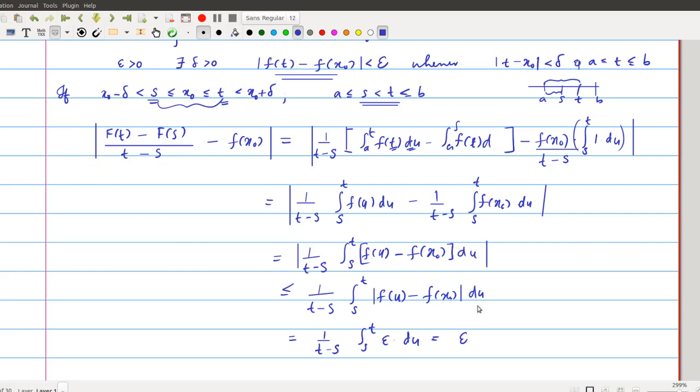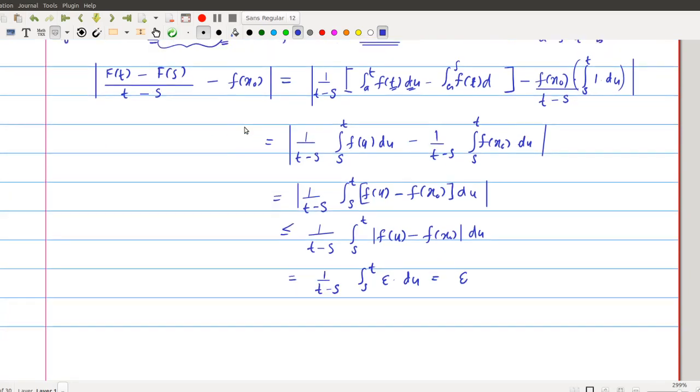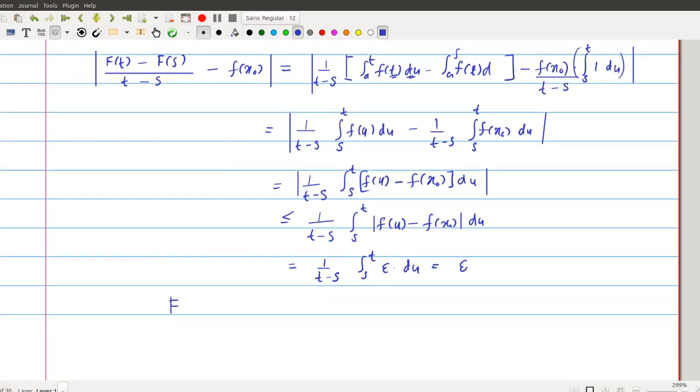Now this can be made less than epsilon. So as t tends to s, if t and s are chosen very close to x naught, this will be very close to small f of x naught. So this shows that capital F dash of x naught will be the same as f of x naught. Okay, so this proves theorem 6.20.